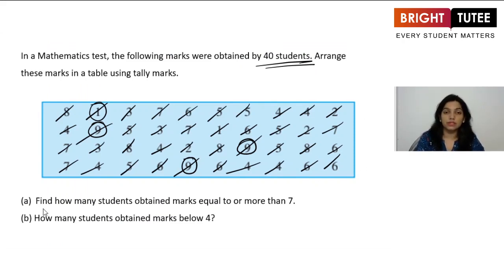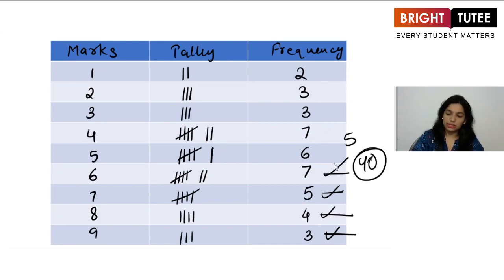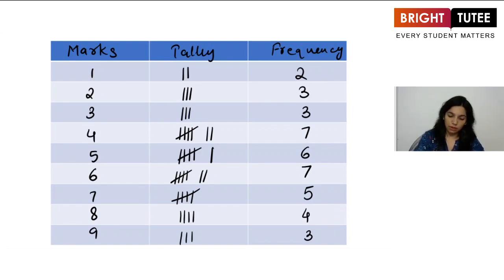So the first question says find how many students obtain mark equal to or more than 7. So look into the table. Let me just clean it a bit. It says the number of students who has got 7 and more. So how many students do you see that have scored 7 marks? So 7 marks has been obtained by 5 students, and more than 7 is 8 and 9. So these are the total number of students that have scored more than 7 or even equal to 7. So we need to add them all. So 5 added to 4 added to 3.